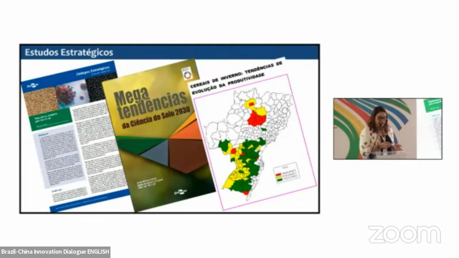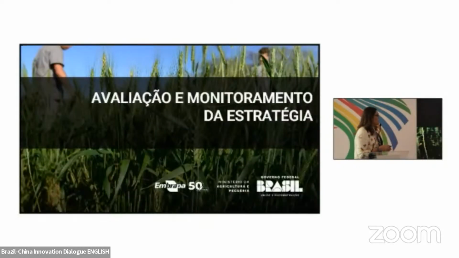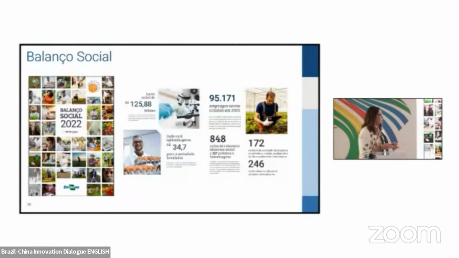We have documents which are the assessment of productivity, and then we also have the system for assessment of the strategy itself, right? So it is done according to a document which is the social balance, which is sent to us every year during the date of Embrapa's birthday. So we will present that this year by the end of April.